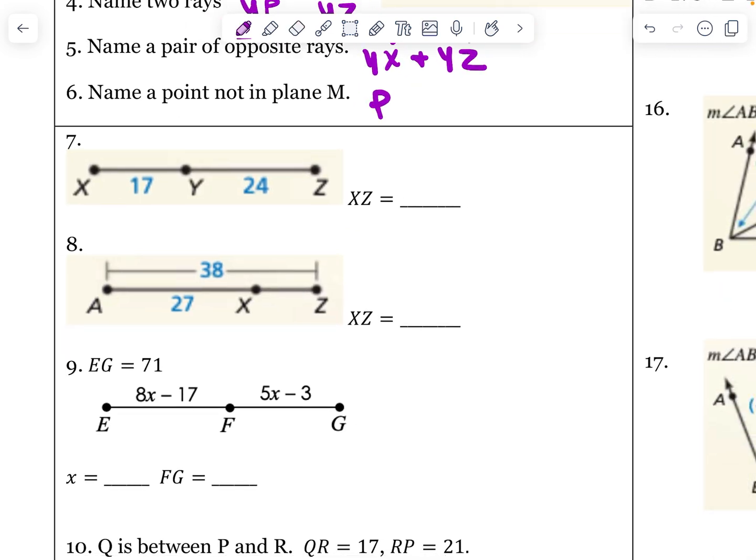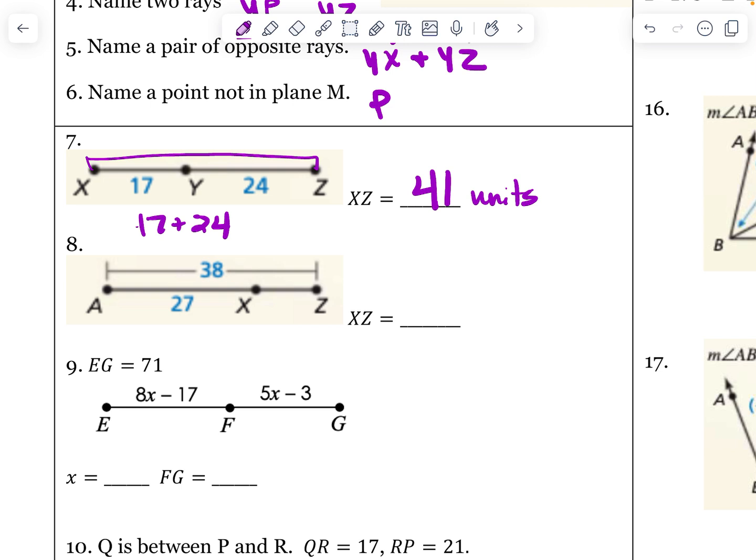Number 7. If I know X, Z, so I know 2 parts, I can use the whole parts. That is my segment addition postulate. 17 plus 24. Get my calculator out so I don't make any errors. 17 plus 24 is 41 units. I don't have any units there, so I'm just using something.